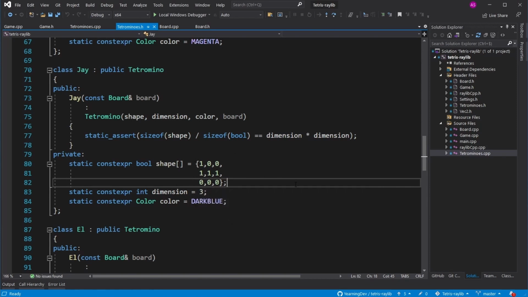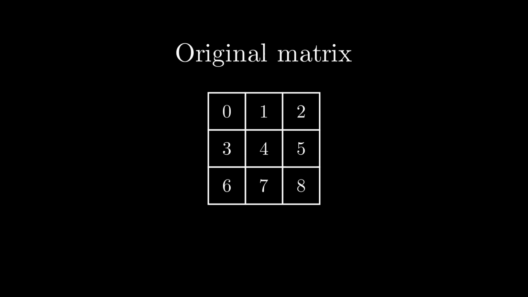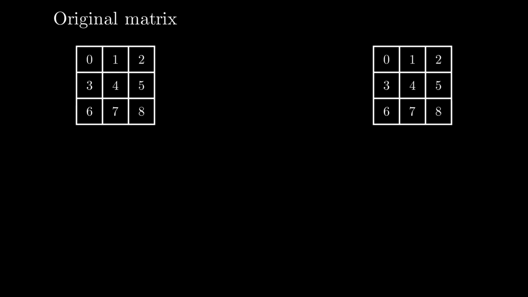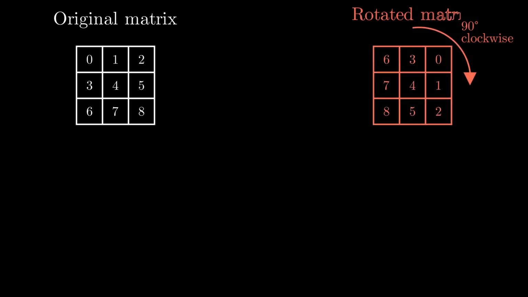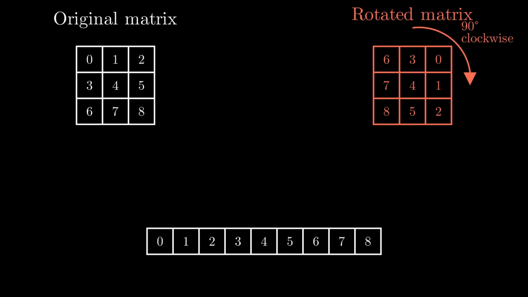Now, how is this helpful? Let's take this 3x3 matrix filled with the numbers going from 0 to 8 as an example. And let's say that we want to rotate it 90 degrees clockwise. Such a rotation is quite easy for us humans to understand, but not so much for computers. You see, throughout this whole process, the original matrix is stored as a one-dimensional array. We've just been using a formula to map our one-dimensional array to this two-dimensional matrix.